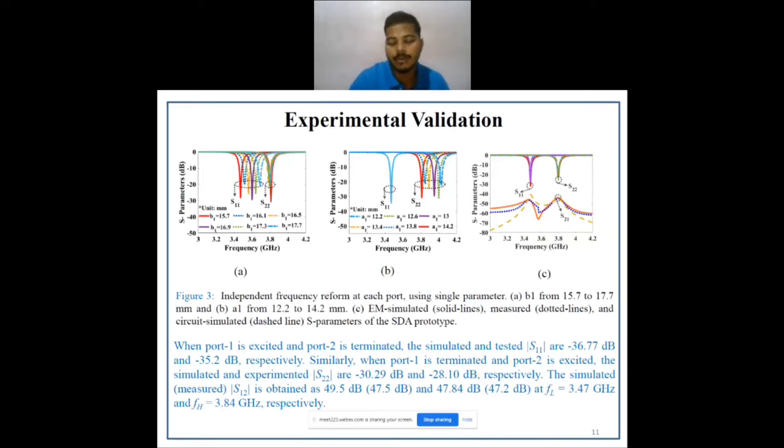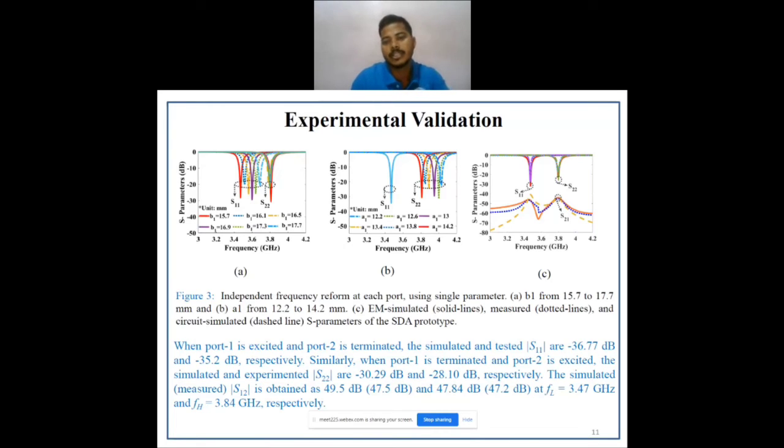So it's not like you are designing only for some particular frequency. The main thing is that by varying the slot dimension, you can achieve different frequencies. If you vary V1 from 15.7 to 17.7, you can see S22 is kept constant and S11 varies from the lower end. Similarly, if you change A1 from 12.2 to 14.2, S11 is constant and S22 varies from the right hand side. In this way you can accommodate different frequencies.